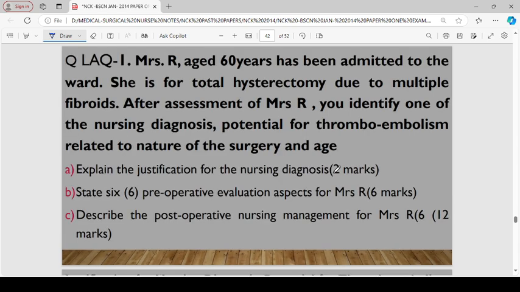So we have Mrs. R, aged 60 years old, has been admitted to the ward and she is for total hysterectomy due to multiple fibroids. After assessment of Mrs. R, you identify one of the nursing diagnoses, potential for thromboembolism related to the nature of surgery and age. So you're being requested to justify the nursing diagnosis and you state 6 preoperative evaluation aspects of Mrs. R and also describe the postoperative nursing management of Mrs. R.